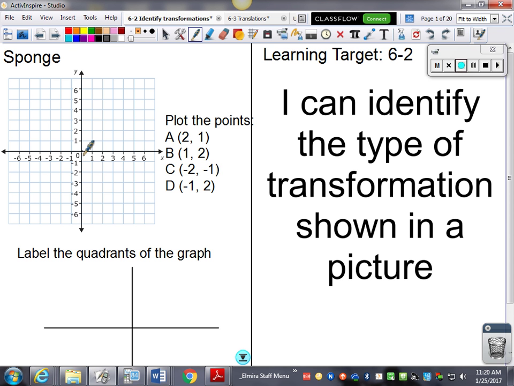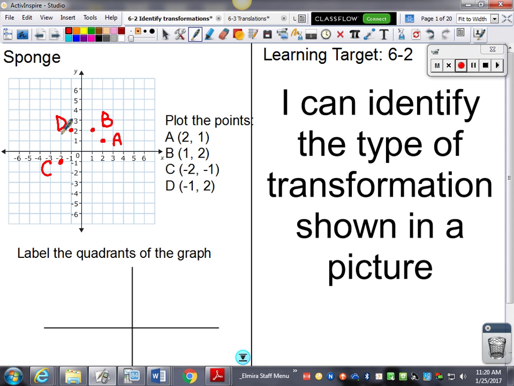Okay, so point A should be at elevator 2 up to the first floor, and don't forget to put a capital A next to that point because otherwise it's not full credit. Okay, B is the first elevator up to the second floor. C is the -2 elevator down to the -1 floor. And D is the -1 elevator but up to the second floor.